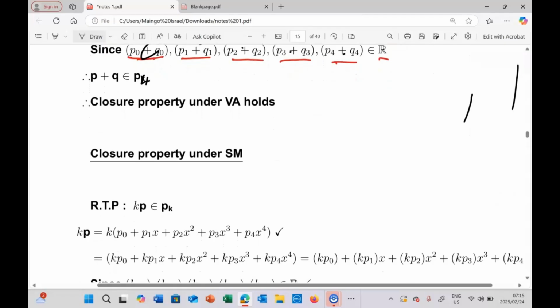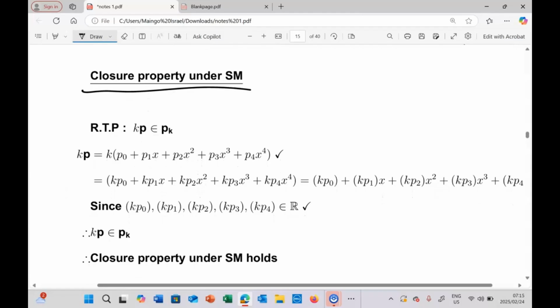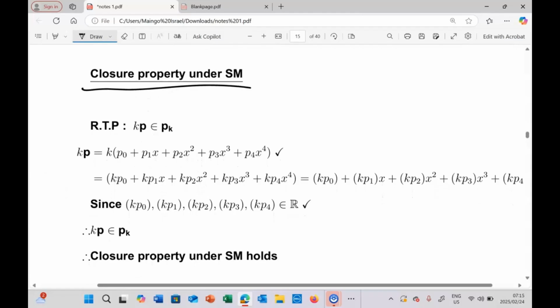So this means that closure property under vector addition holds. That's the other conclusion that you can give. So let's go to closure property under scalar multiplication, and you have to know what we want to prove.